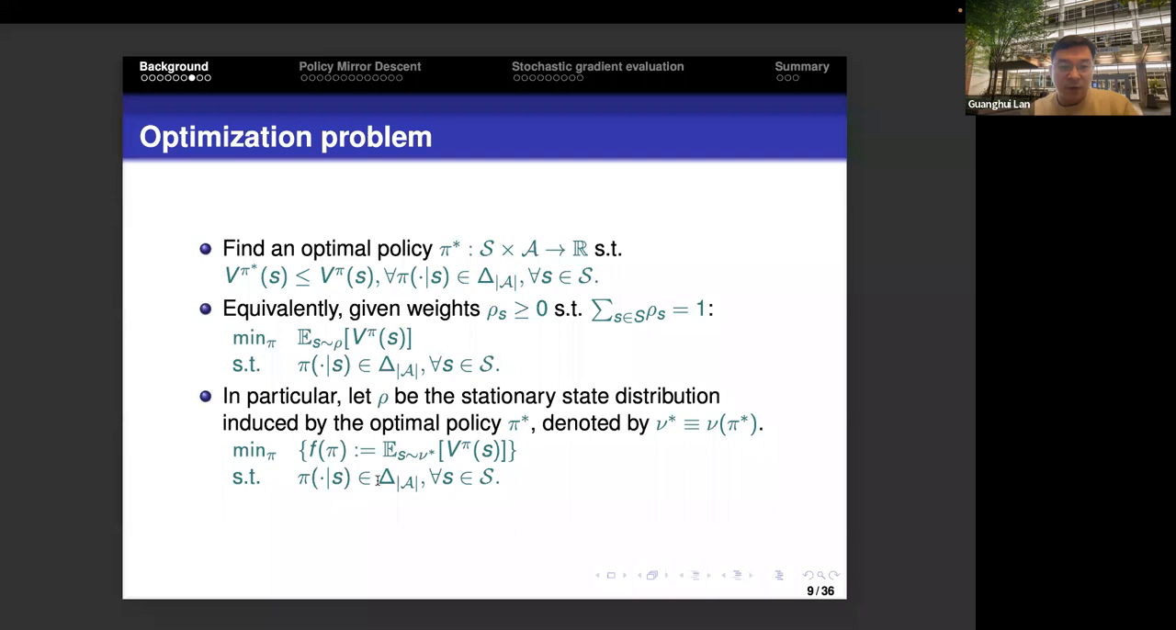We are going to use this notion in this talk, because it turns out that using this formulation, we can simplify the analysis. Even though the formulation relies on mu star, the algorithm that we are going to show does not depend on mu star, okay?